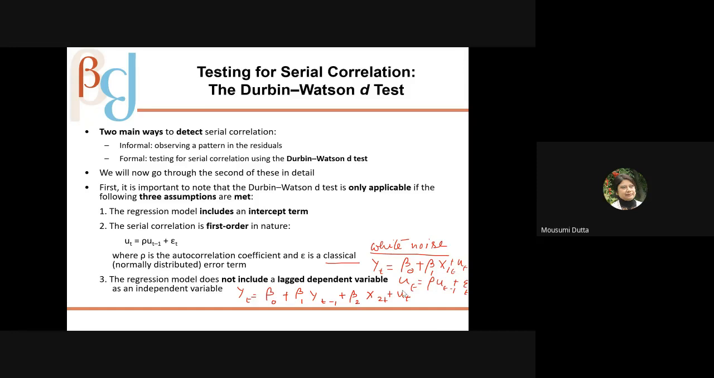That is, here what I have done is consider y of different order as the explanatory variable. So, a lagged dependent variable as an independent variable.